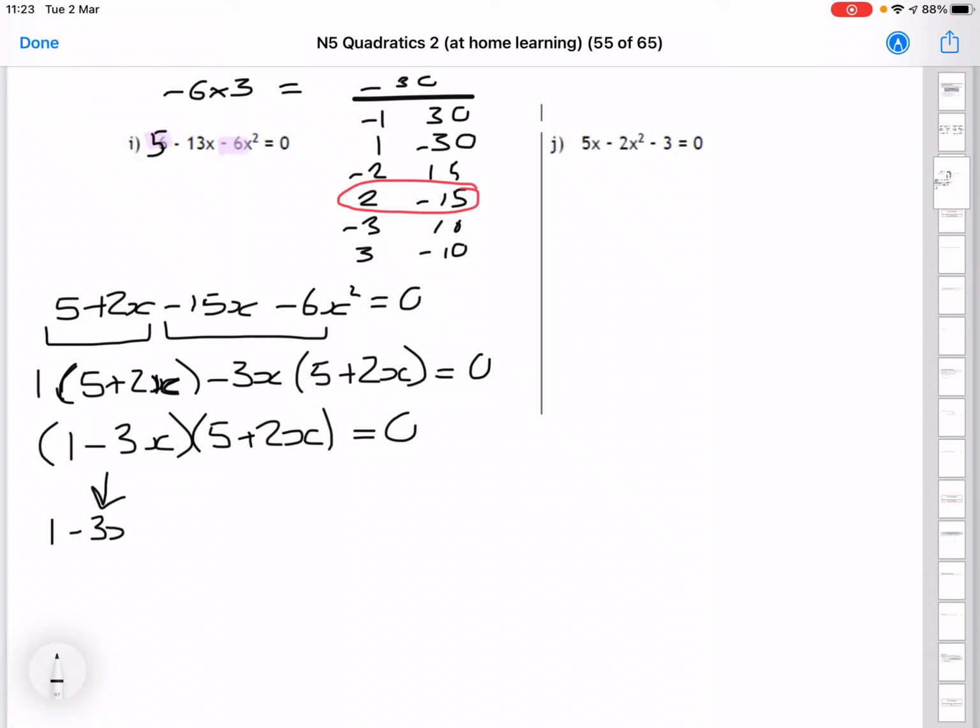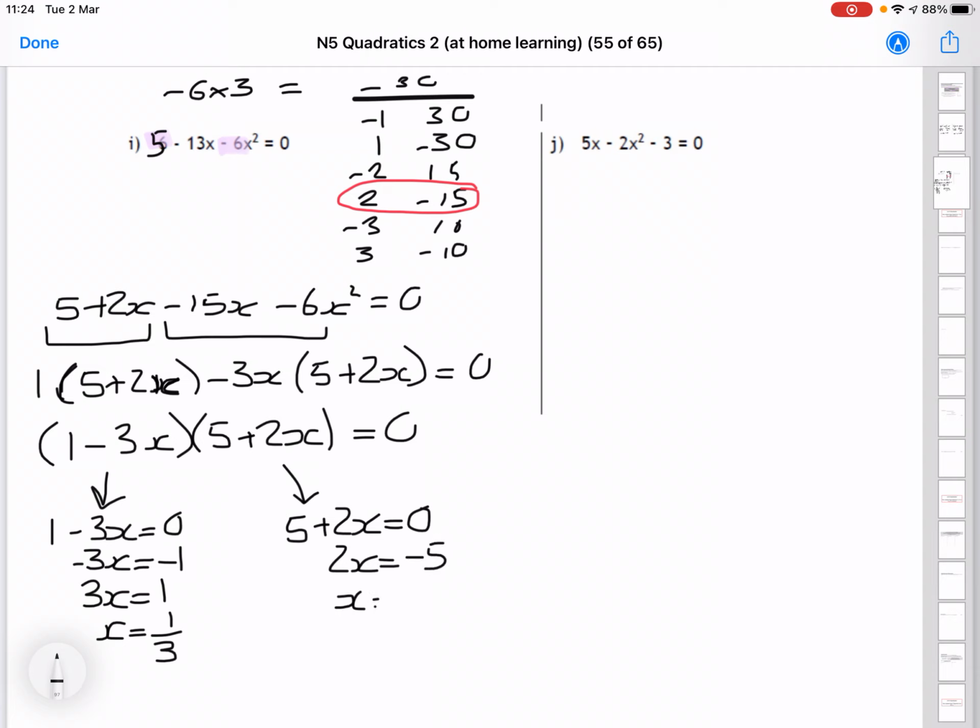So 1 minus 3x equals 0. So taking away 1 from both sides, we'd get minus 3x equals minus 1. So that means that 3x equals 1, and then x equals 1 divided by 3, so 1/3. And then your second bracket, we've got 5 plus 2x equals 0. So 2x equals minus 5, x equals minus 5 over 2. I'm not going to write those both at the bottom just because I'm going to run out of space, but that would be your two solutions just at the bottom there.